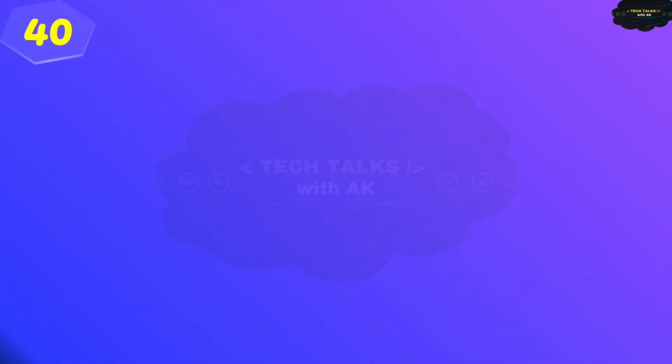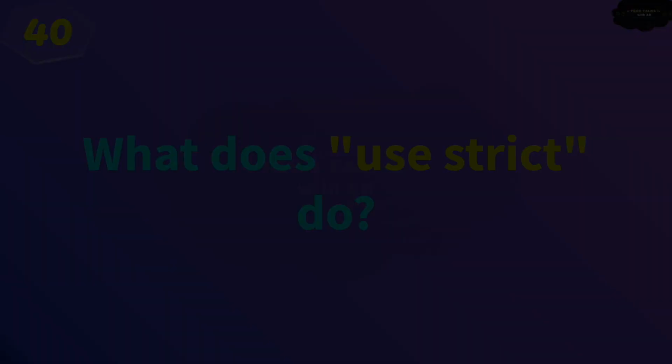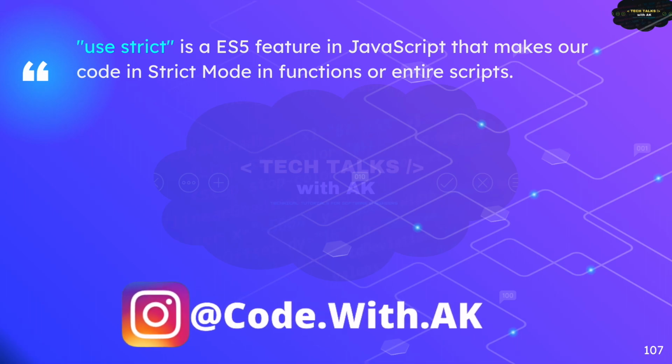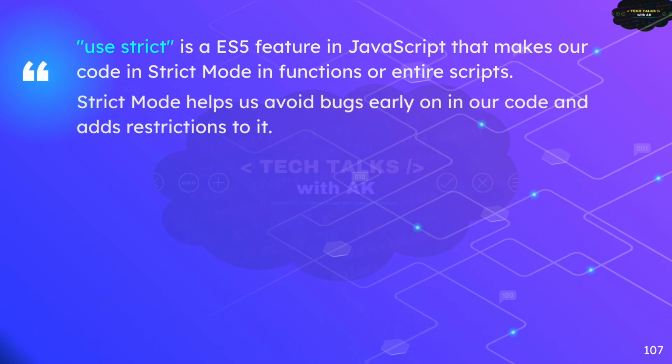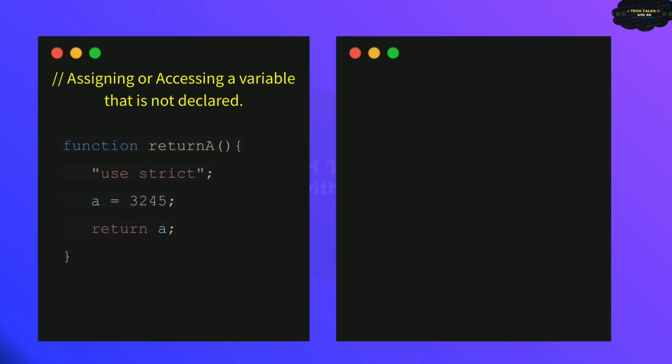Last question of the video but not of the series is, what does use strict do? And the answer is, use strict is an ES5 feature in JavaScript that makes our code run in strict mode in a function or entire script. It helps us to avoid bugs early on in our code and adds restrictions to it. Let us look at some of the restrictions that strict mode gives us. First one is assigning or accessing a variable that is not declared yet. It goes like this: function return a, use strict, a equal to 3245, return a.